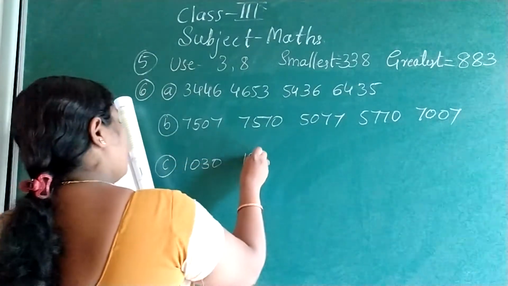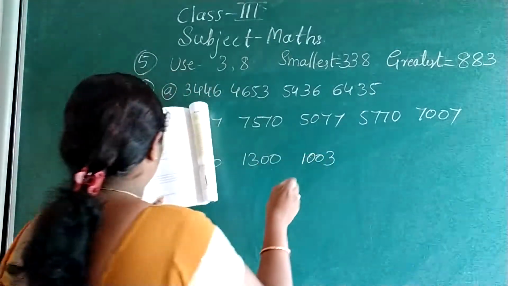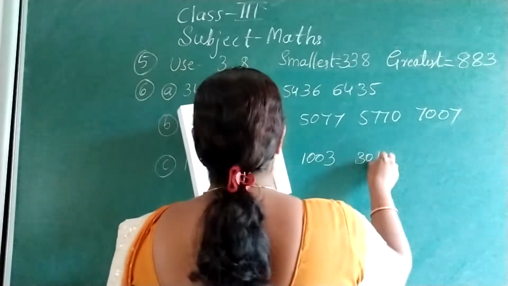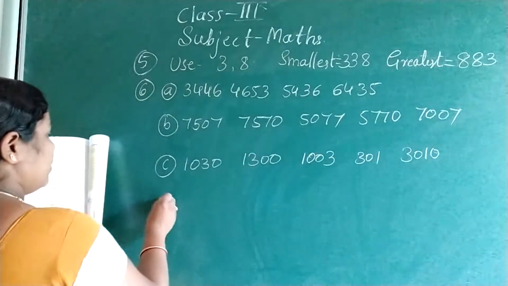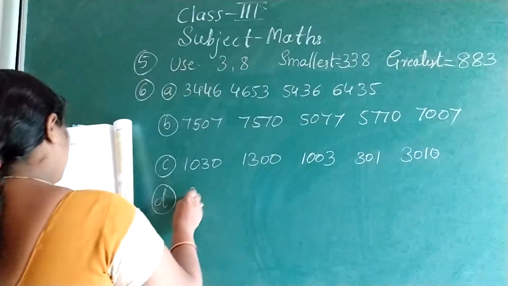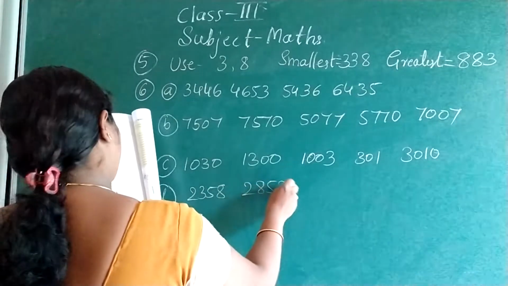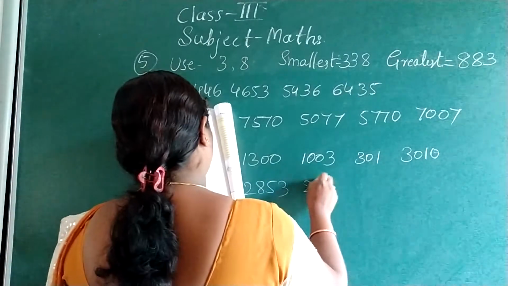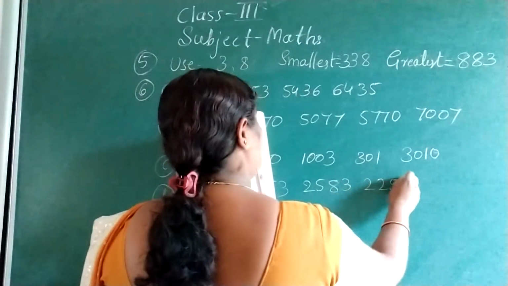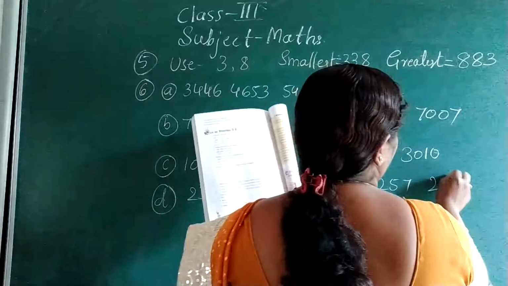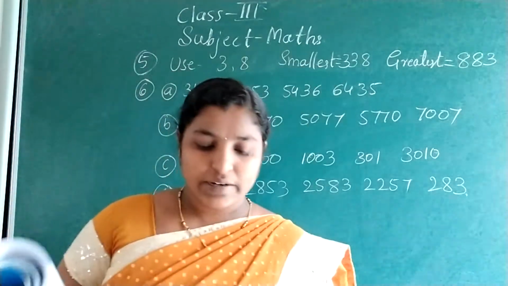C. 1,030, 1,300, 1,003, 301, 3,010. D. 2,358, 2,853, 2,583, 2,257 and 283. What are they instructing?